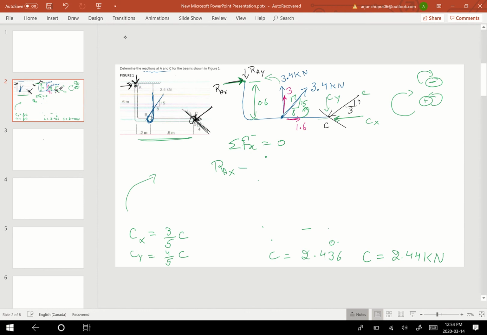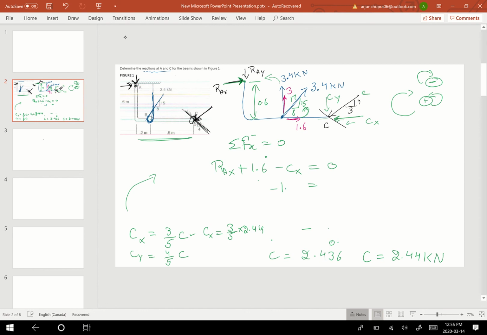So Rax minus or plus. So there is plus 1.6, and then Cx is acting in the opposite direction. So minus Cx equal to 0. These are the three horizontal forces acting on the structure. And then if I wanted to find Rax, Cx value, I can find it from here. Cx is equal to 3 over 5 times 2.44. So 2.44 times 3 divided by 5. So this value comes out to be 1.46.